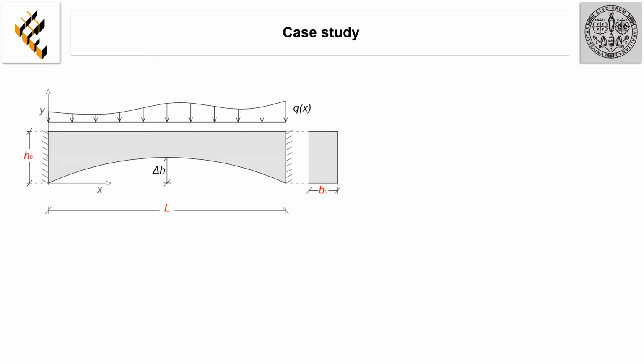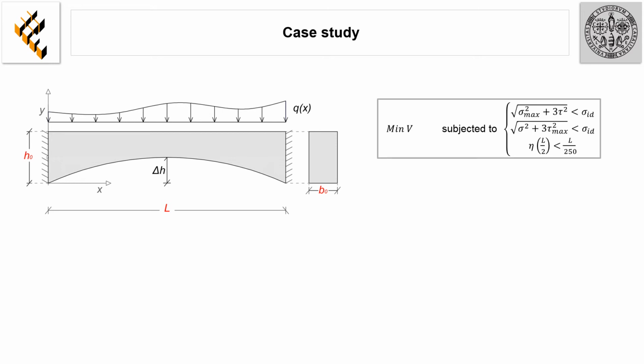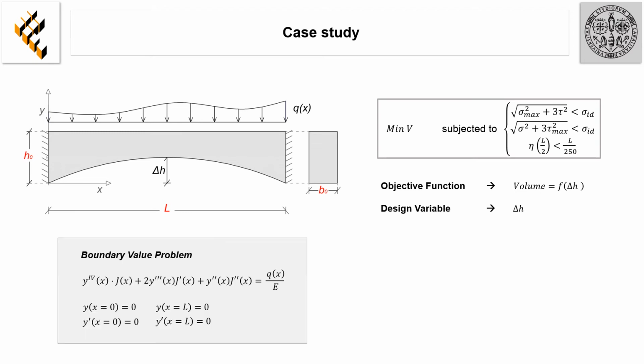The optimization problem consists in the search of the minimum volume subjected to some constraint functions that concern both the stresses and the vertical displacements. So the objective function is the volume, and the only optimization parameter considered in this case is delta h, the height reduction at the midspan. As already mentioned in the previous slide, the application of the elastic line formula to the beam with variable section leads to the boundary value problem. Once the boundary value problem is solved, the maximum stresses are calculated and the constraint functions are evaluated.